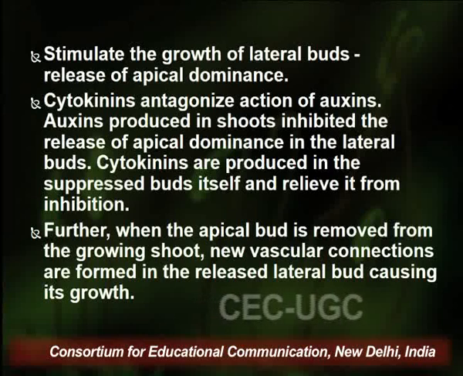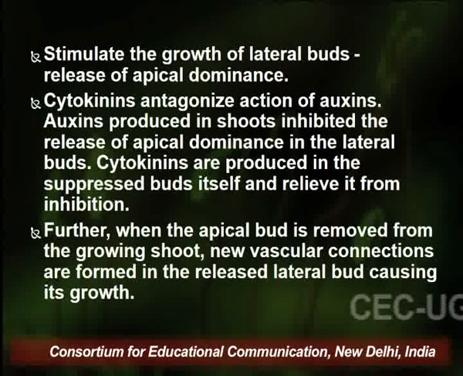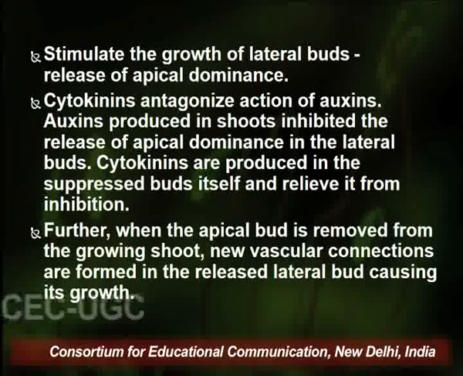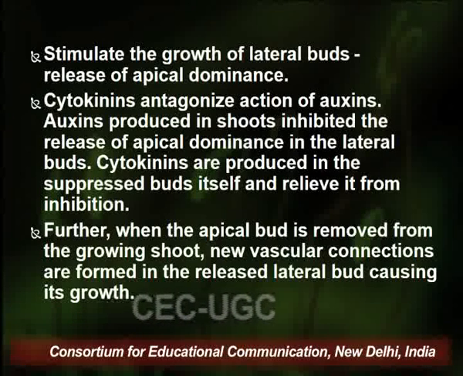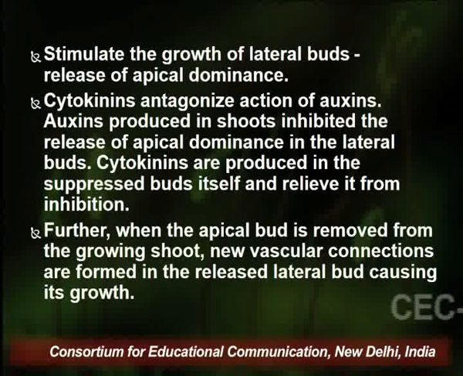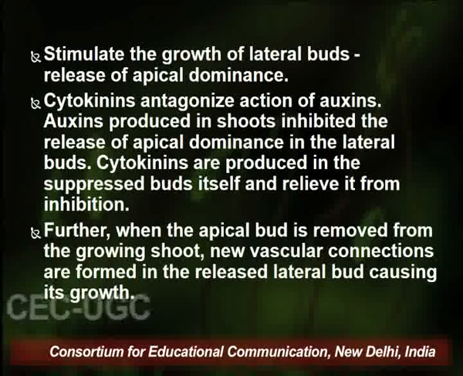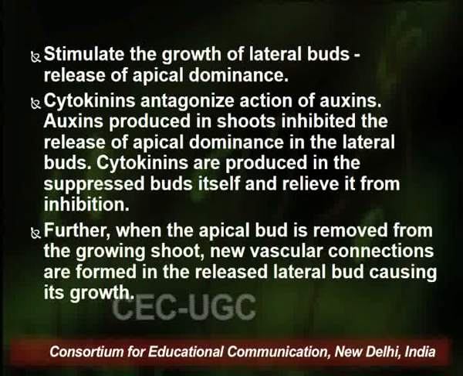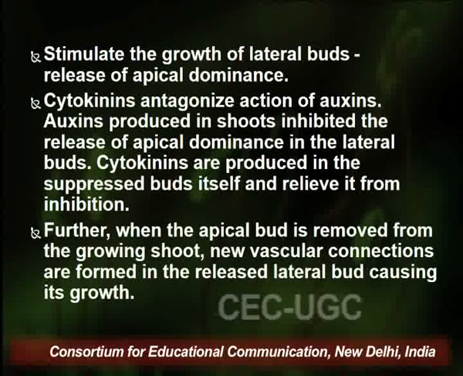Then cytokinins also stimulate the growth of lateral buds and lead to the release of apical dominance. Now we know that auxins are responsible for the production of apical dominance, because auxin is a hormone which leads to apical dominance, thereby suppressing the lateral growth of the plant. Whereas cytokinins stimulate the lateral growth and release or inhibit the apical dominance.